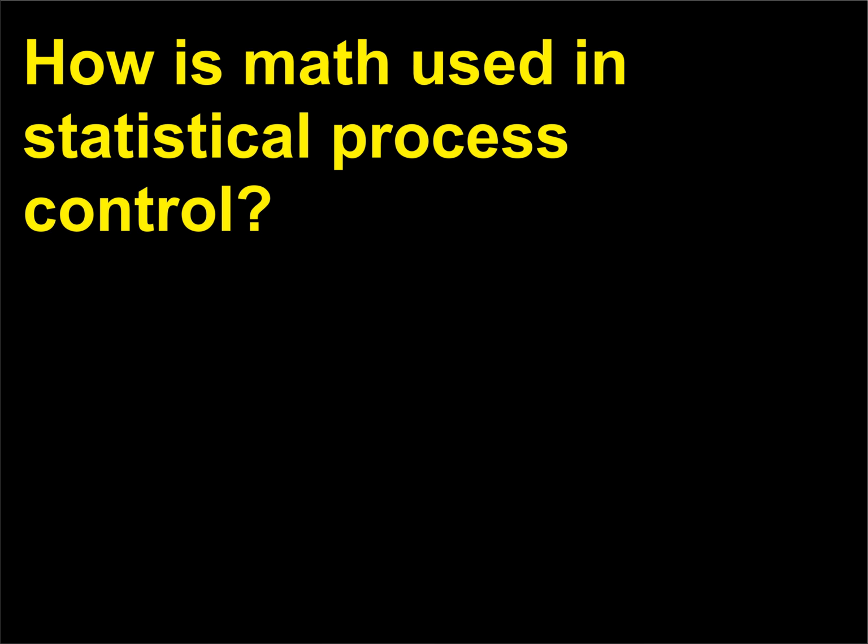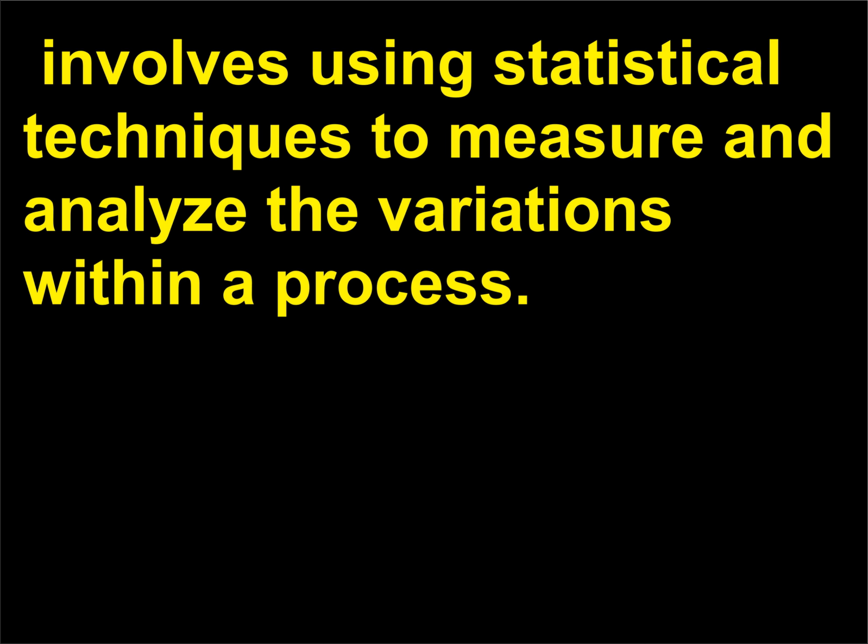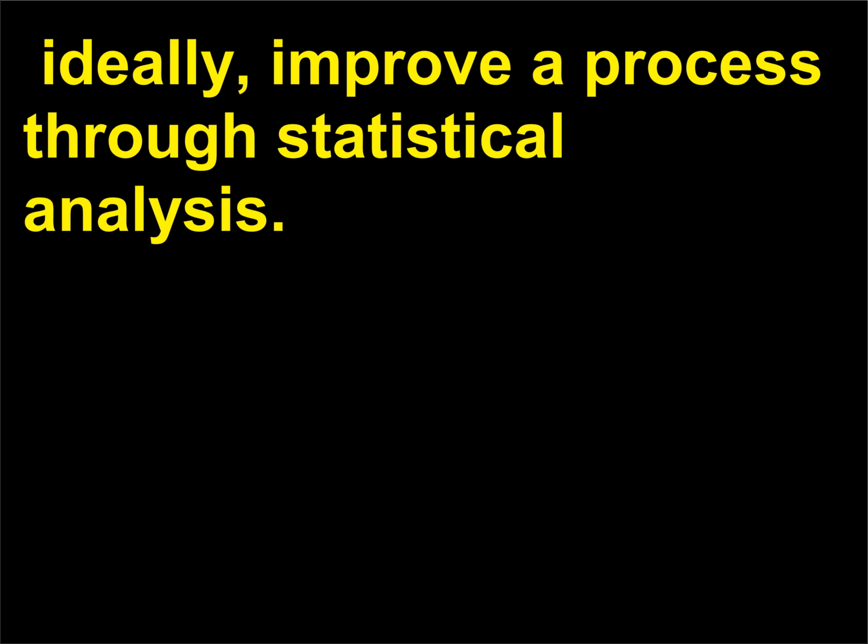How is math used in statistical process control? Statistical process control, SPC, involves using statistical techniques to measure and analyze the variations within a process. With SPC, industrial engineers monitor, control, and ideally, improve a process through statistical analysis.